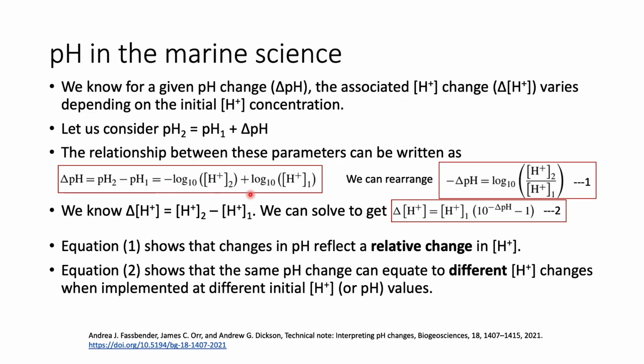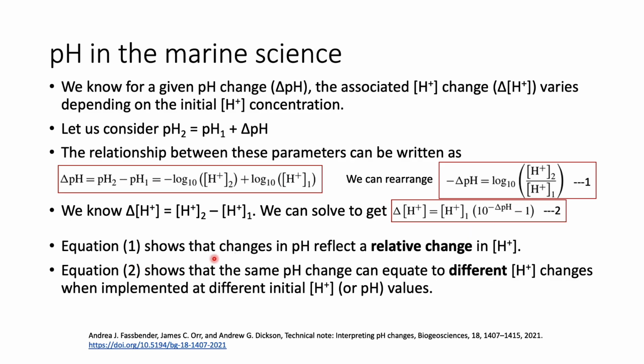Rearranging that, we can write this equation. We know delta H plus is equal to the hydrogen ion concentration at point 2 minus the hydrogen ion concentration at point 1. Substituting this for delta H plus, the difference in hydrogen ion concentration is the initial concentration times 10 to the power minus delta pH, minus 1. This is how we can calculate the hydrogen ion concentration at the second level.